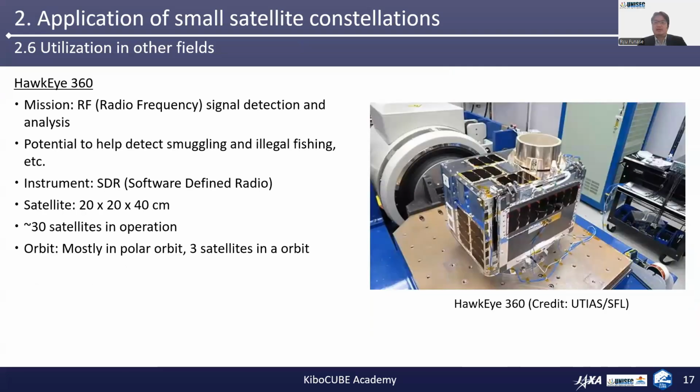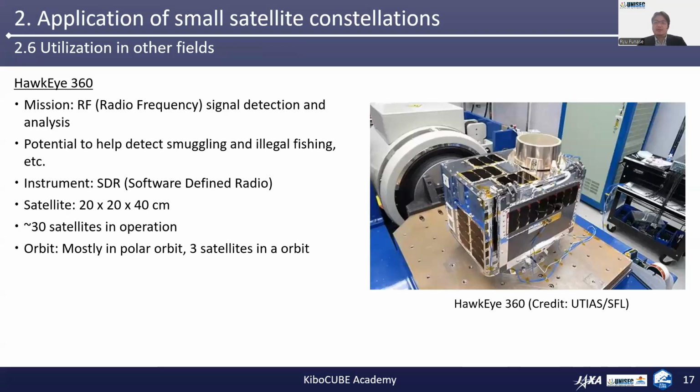Hawkeye 360 is a satellite constellation that detects and analyzes RF signals to locate and understand the activity behind them. The satellites receive a variety of radio signals from around the globe and analyze them to locate their sources and analyze their activity patterns. For example, it may be possible to determine the status of smuggling and illegal fishing.